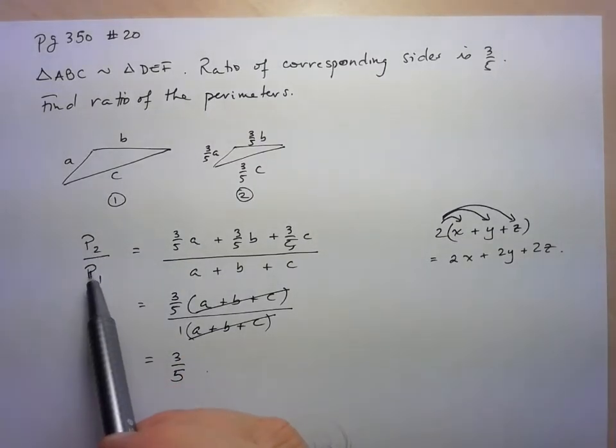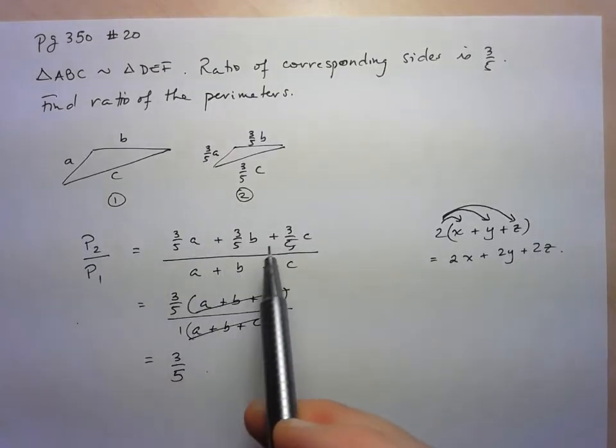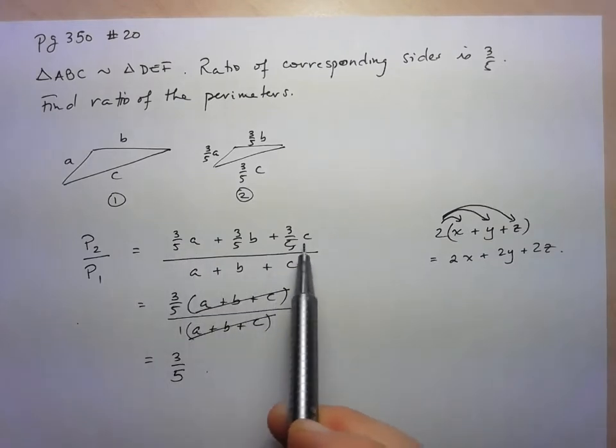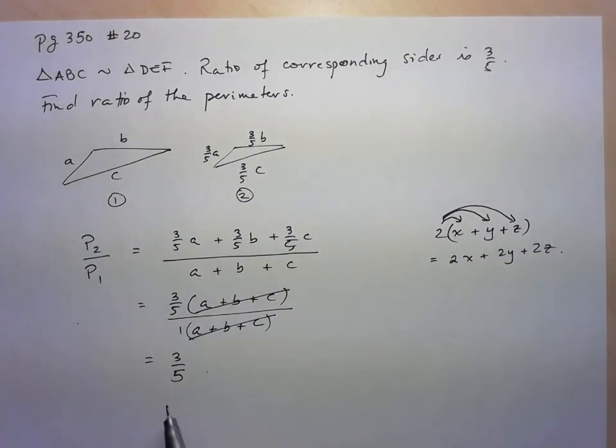And then the next part is they were asking for the ratio of the perimeters, so find the ratio of the perimeters. Okay, so I wrote them out and I was able to reason out that I could rewrite the numerator in this alternate form, and from there I was able to reduce the fraction to get my answer. Okay, that's it for this one.